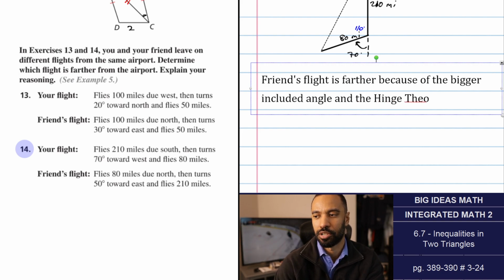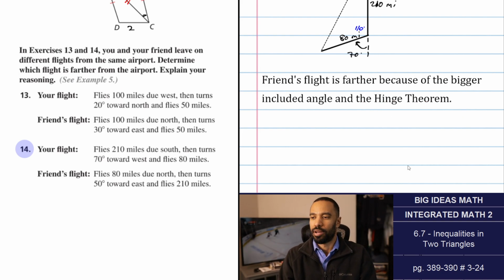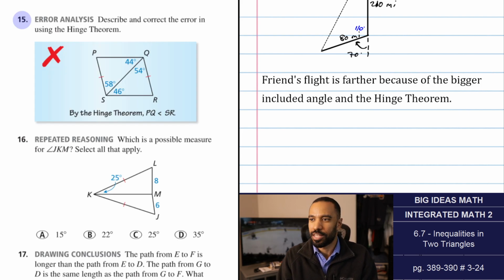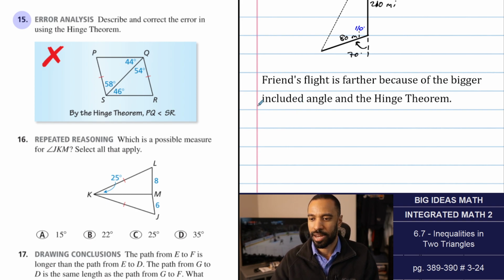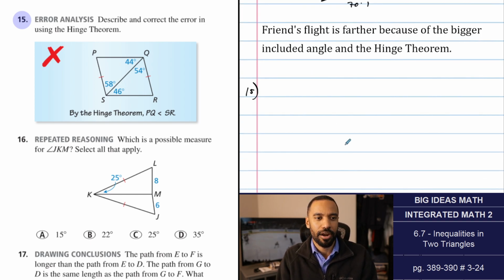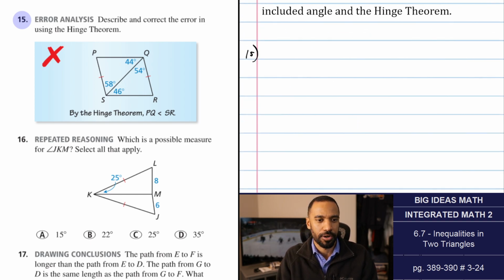Basically, I'm just going to keep it short this time. But it's all hinge theorem based, y'all. All right, let's keep going. Number 15, error analysis. Oh, what mistake did we make this time, and how can we correct it? Here we go. Describe and correct the error in using the hinge theorem.